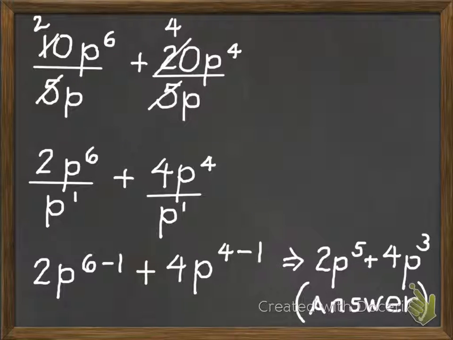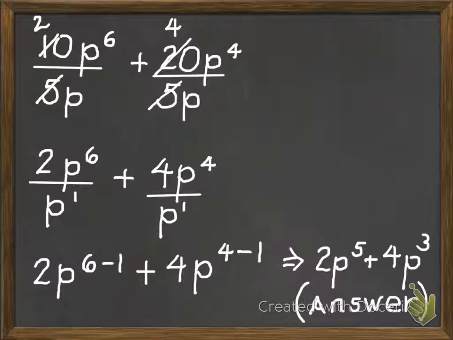Next, we simplify each of those fractions. 5 goes into 10 twice. 5 goes into 20 4 times. So we've simplified the numbers, and we get 2 times p to the power of 6 over p to the power of 1. Remember, when you don't see an exponent, that's the power of 1. Plus 4p to the power of 4 over p to the power of 1.